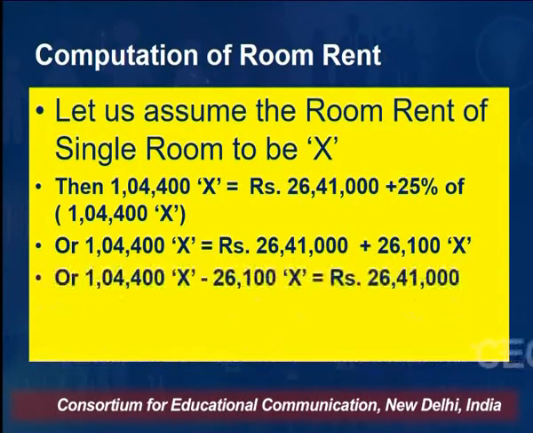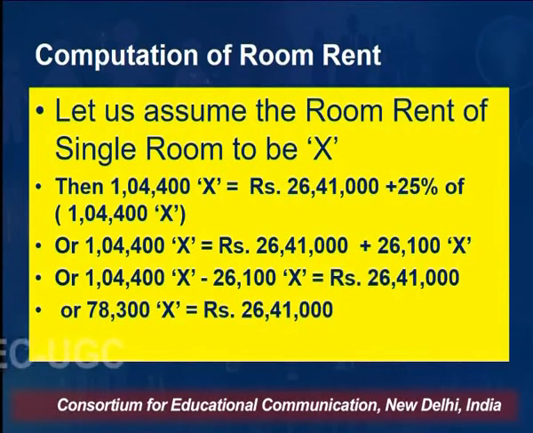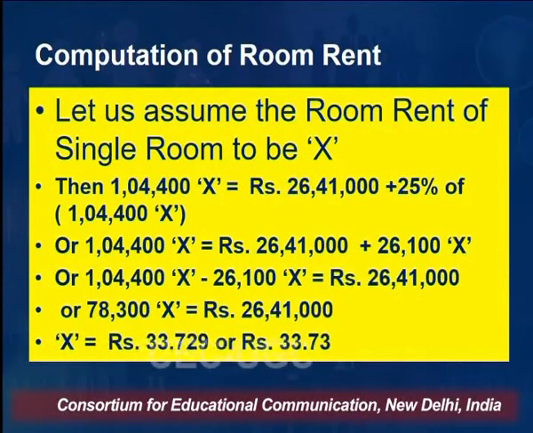If I solve it, I get a value of X. The value of X comes to be rupees 33.729, or you can call it 33.73. When we solve this equation, I find the value of X, and X is what we had assumed, the room rent of single room, and X comes to be 33.73. So my dear learners, by simply assuming the rent of single room to be X, we are able to calculate the value of X, that is the rent of single room.